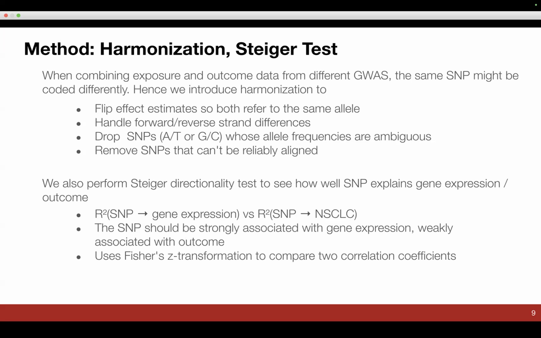And we also perform Steiger directionality tests to see how well the SNP explains gene expression and how well the SNP explains the outcome. An important factor we'll be comparing is R squared, which is the proportion of variance explained. Based on one of our assumptions, the exclusion restriction, we expect the SNP should be strongly associated with the gene expression, while at the same time weakly associated with the outcome. And we'll be using Fisher's Z transformation to compare two correlation coefficients.